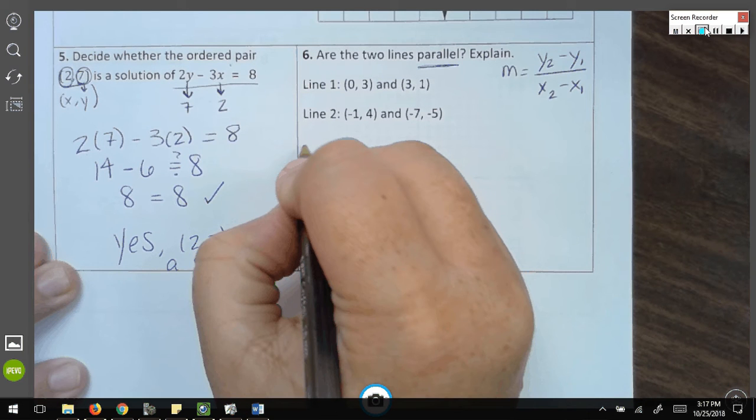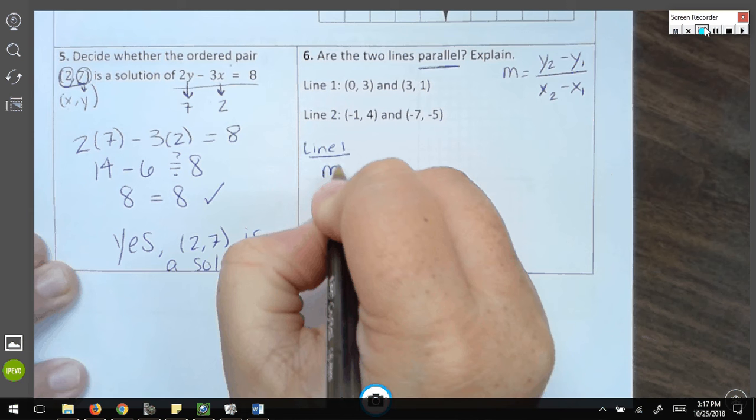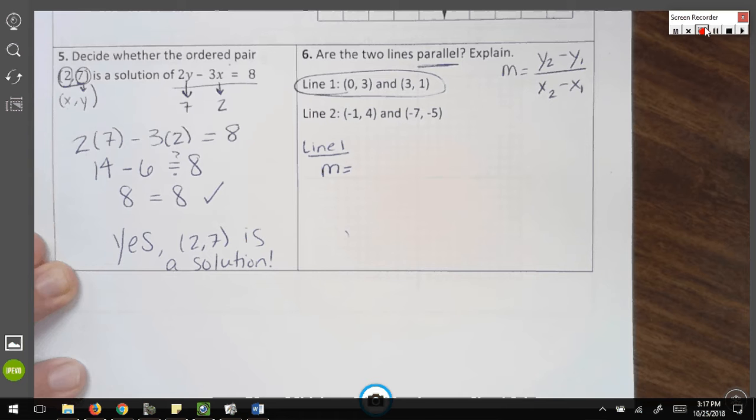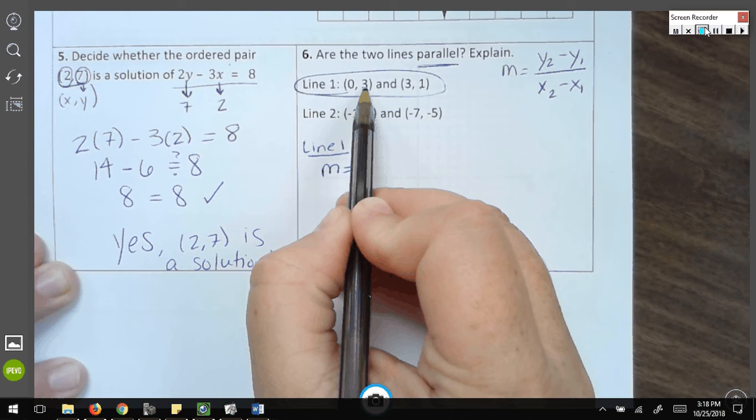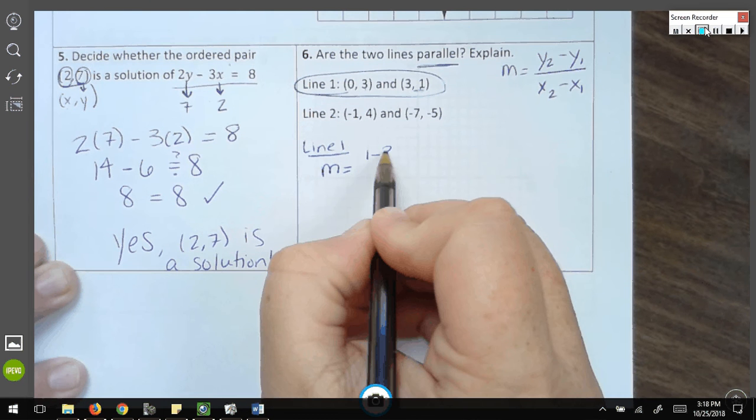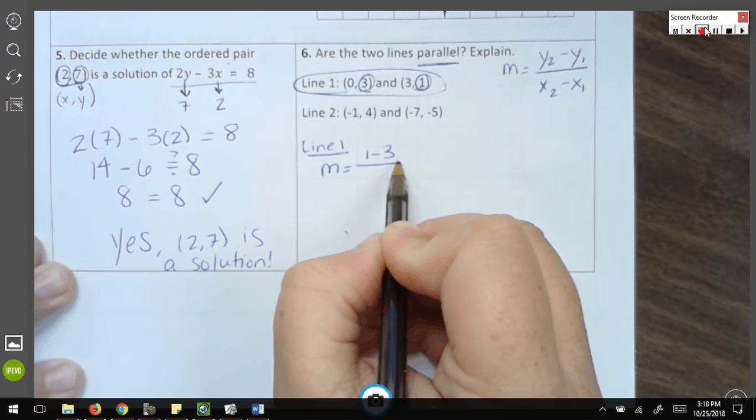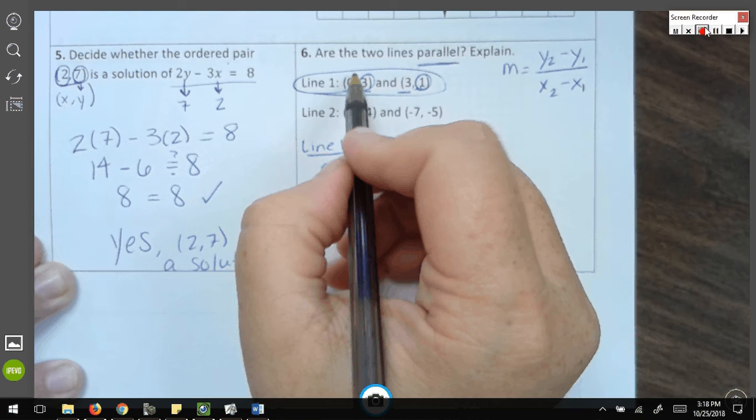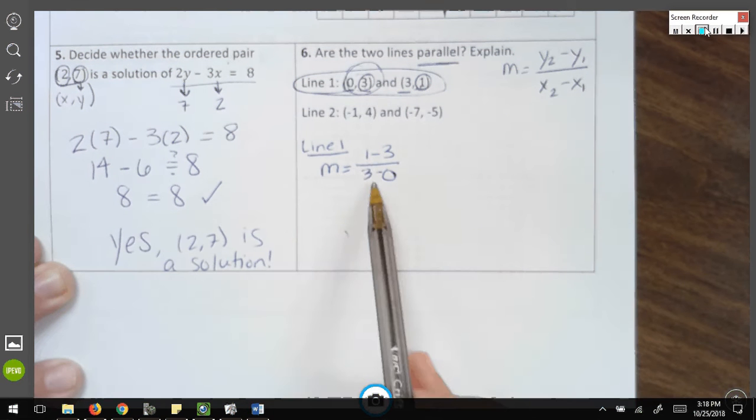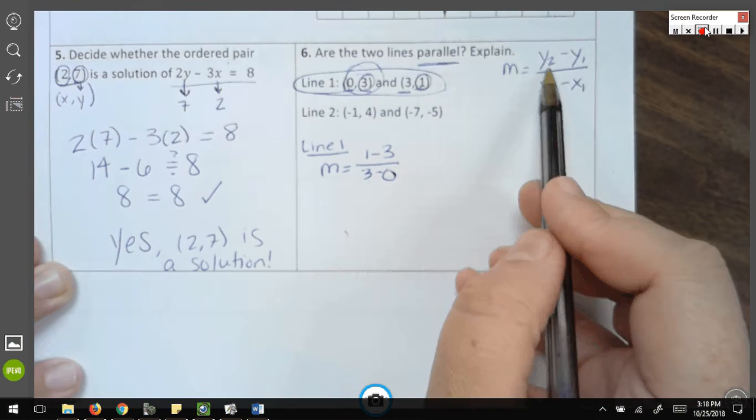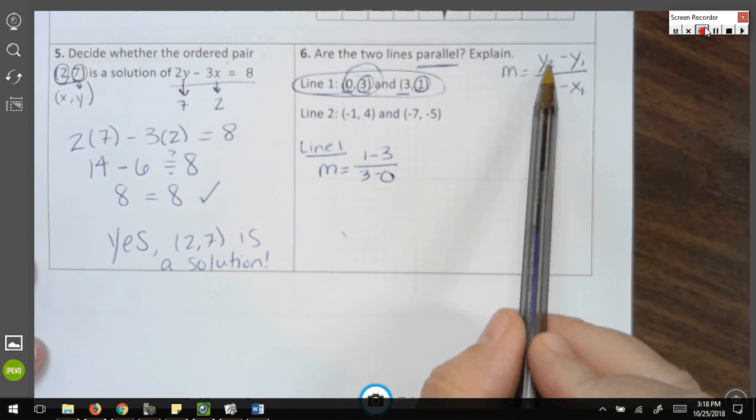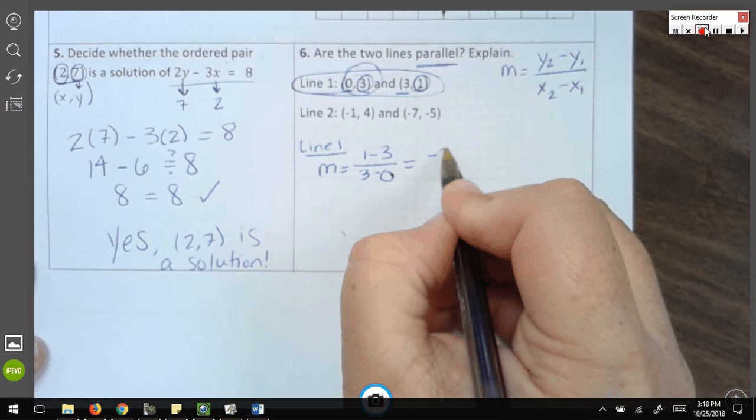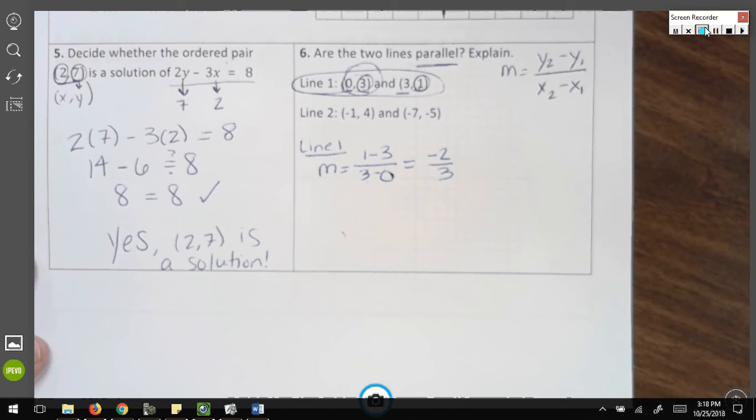So for line 1, the slope, remember these are the points that I'm referencing here. I do the y's, so if you want to do y2 here, 1 minus 3, divided by, now subtract the x's, 3 minus 0. If you started with this first point up top, that's fine. Just make sure you start with that first point on the bottom. I know it's y2 minus y1, but it really doesn't matter as long as whatever you start with up top, you start with on the bottom. All right, so the slope, 1 minus 3 is -2 over 3. So there's the slope of the first line.